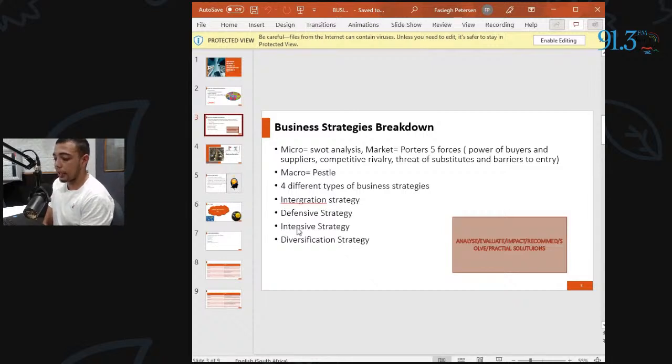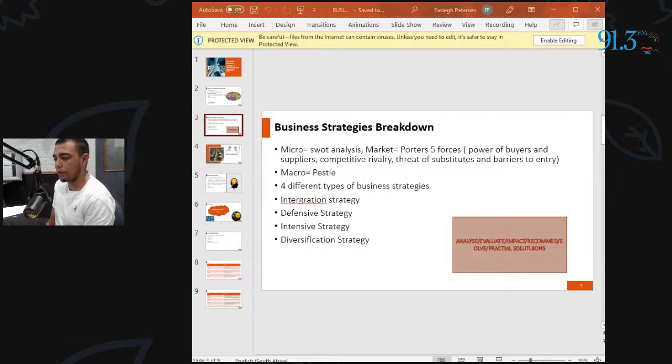We look at the macro environment. In grade 8, we learned that in the macro environment we have no control. It is out of our hands, which is PESTLE. So what does PESTLE stand for? It stands for political, environment, social, technological, legal, and economic. The order can be switched around if you want to, but it is the same thing.